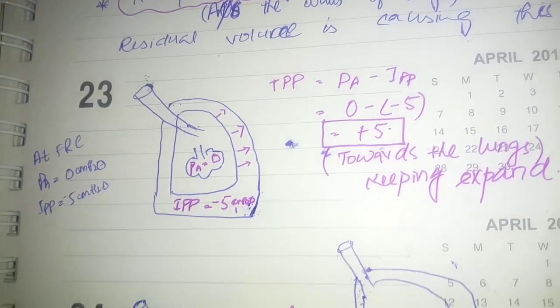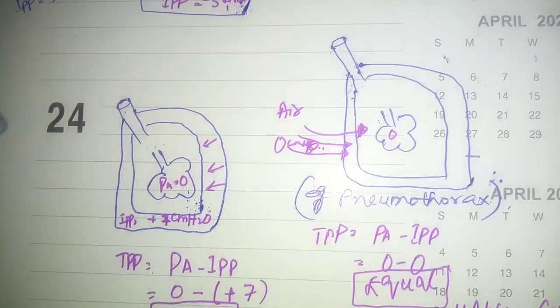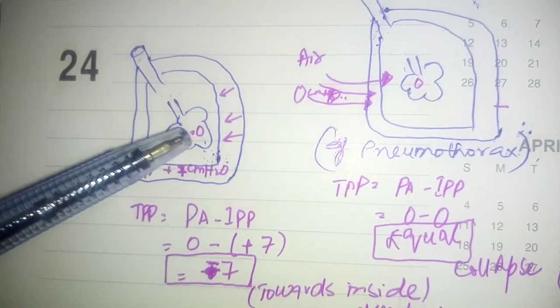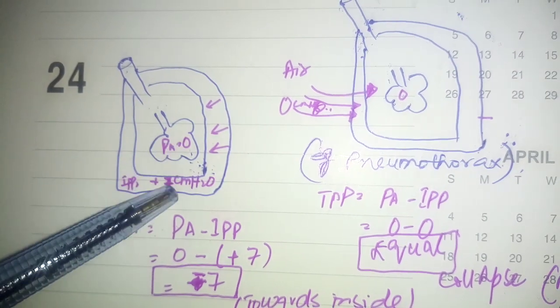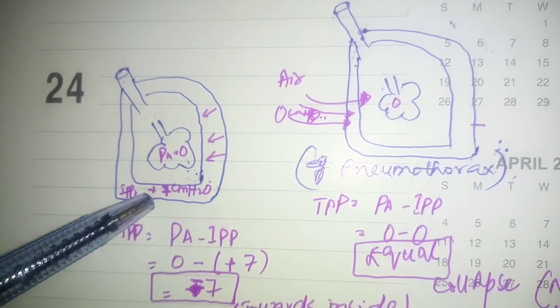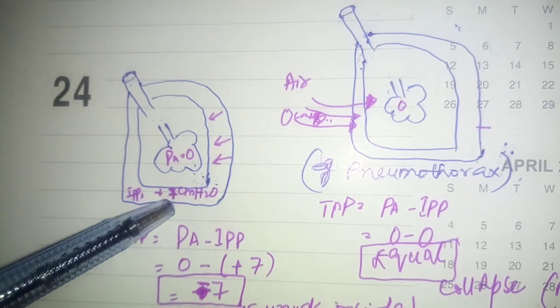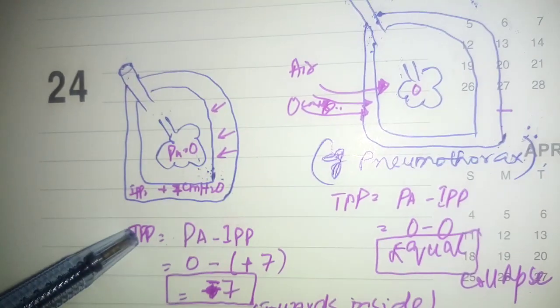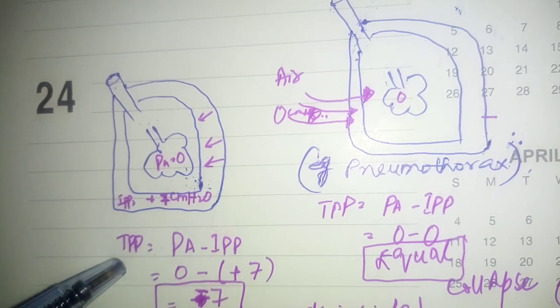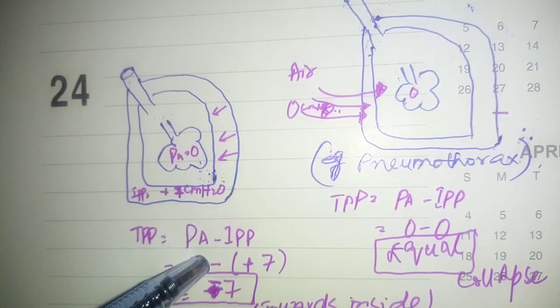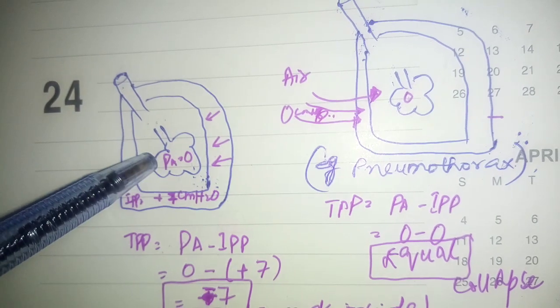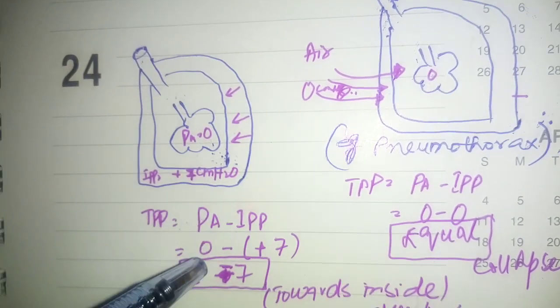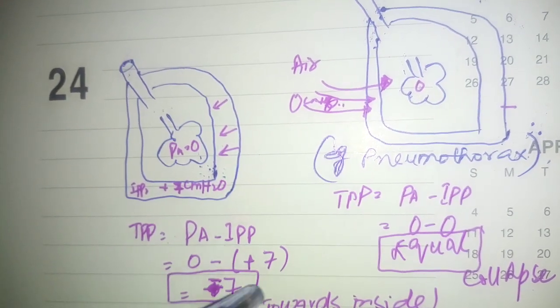Okay, coming to the next condition. Here the alveolar pressure is 0, but by any chance the intrapleural pressure is increased, say plus 7 centimeter of water. It's just an example. Then putting the values in the equation, transpulmonary pressure is equal to inside minus outside. Inside is 0, outside is plus 7. 0 minus plus 7 is minus 7, so minus 7.